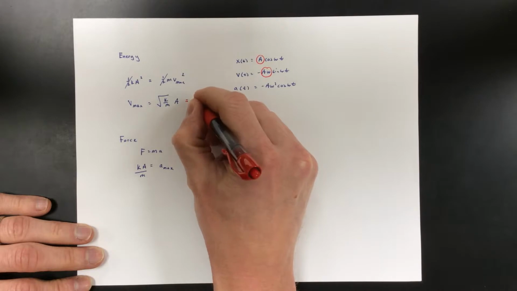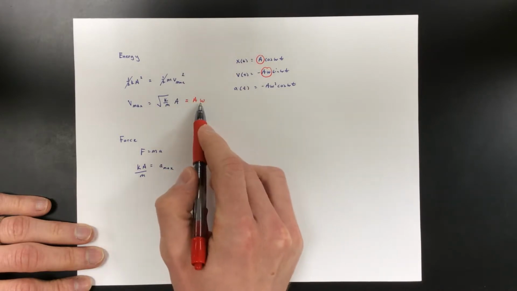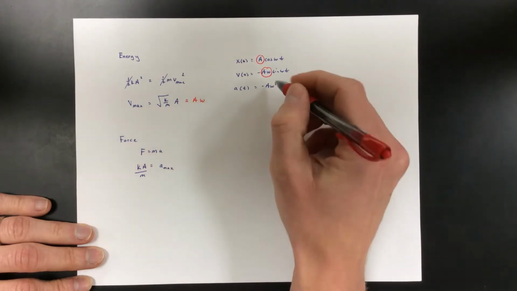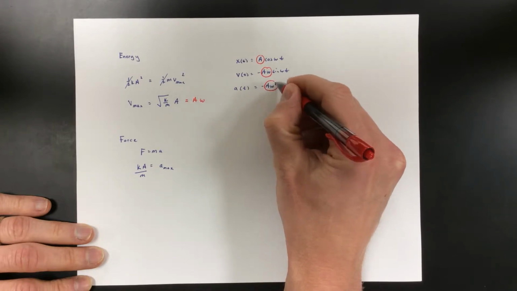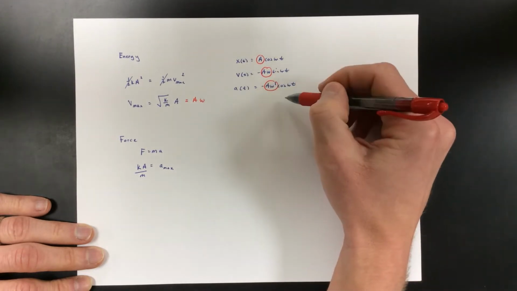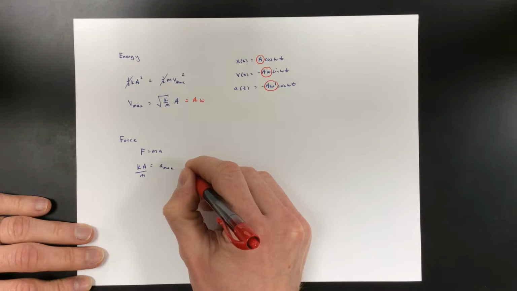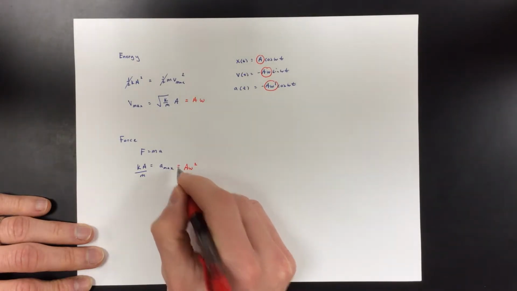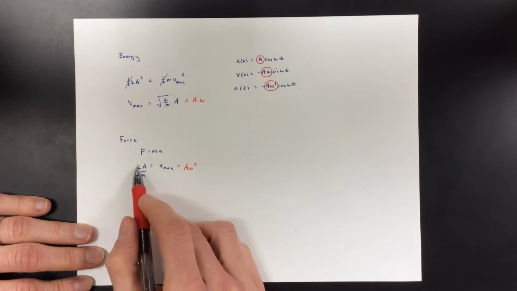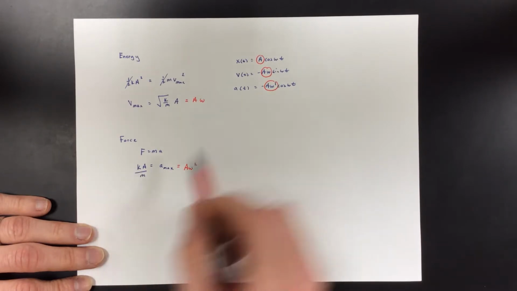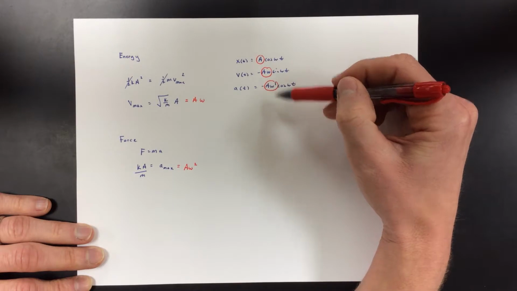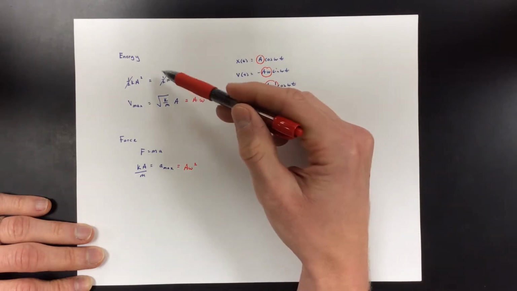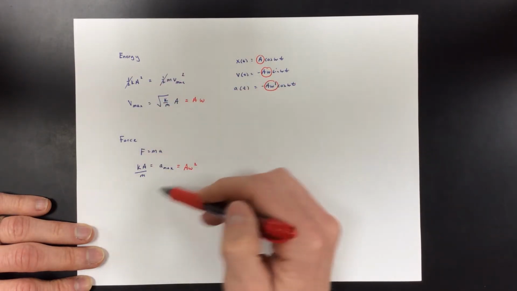Does that actually equal A omega? And of course it does, right? Omega is the square root of k over m. Look at the maximum acceleration. It's A omega squared from a calculus perspective, and down here, is that the same thing? And again, omega squared is k over m, and so these match up. So the calculus equations based on time match up with energy and force separately.